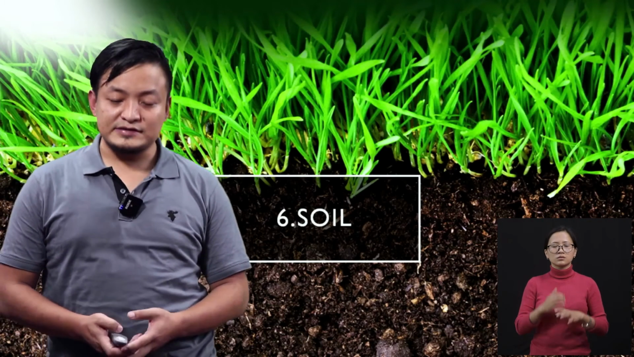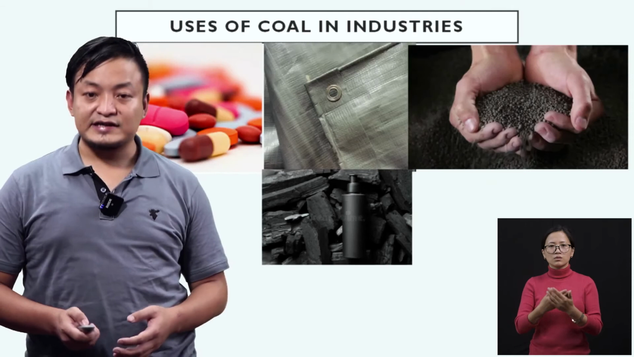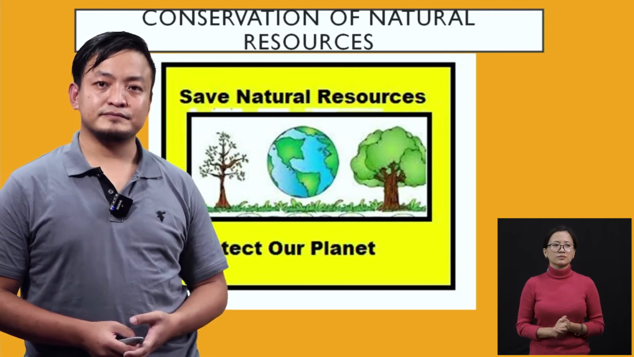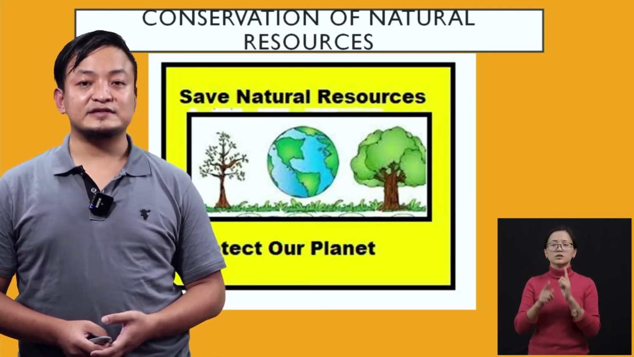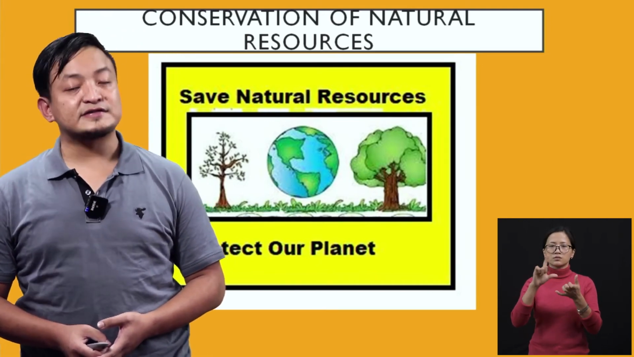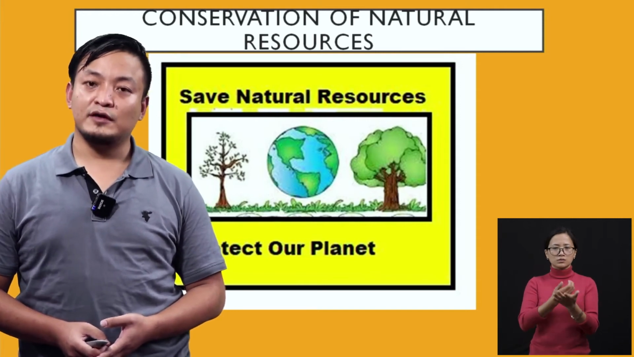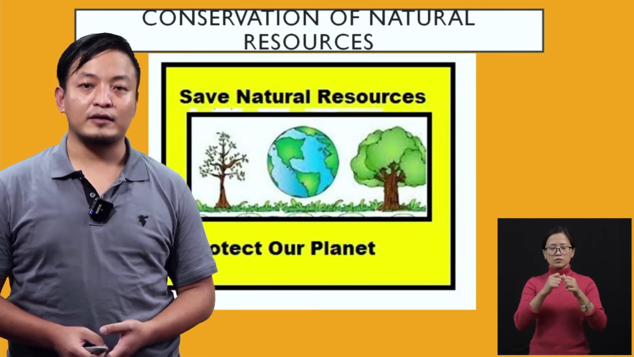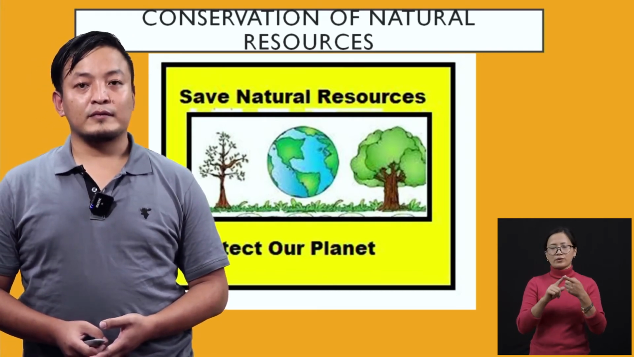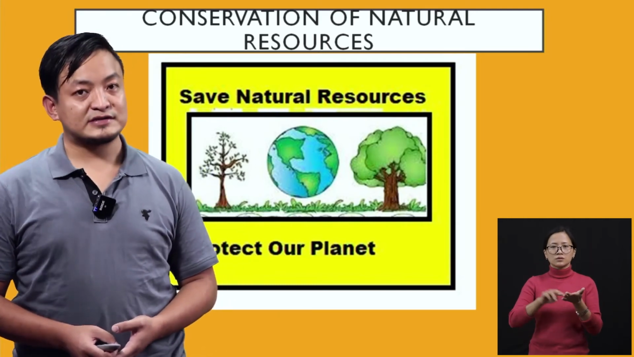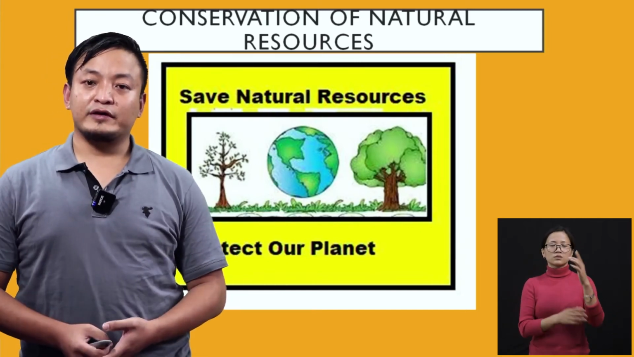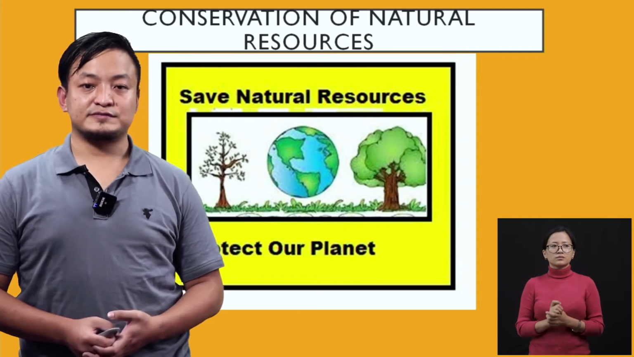Okay? So students, we have learned all the 6 natural resources of the earth in this chapter, right? We have discussed in detail about the rocks, we have discussed about minerals, we have discussed about water resources, we have discussed about the flora and fauna, right? We have discussed about fuel. And the last natural resource that we discussed was about the soil. So students, our last topic would be conservation of natural resources.